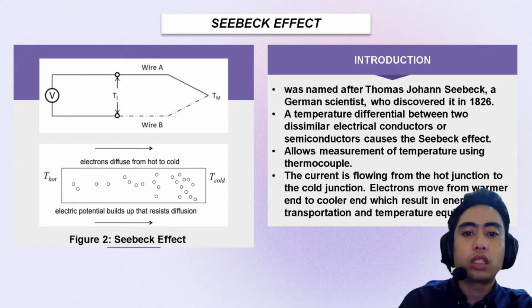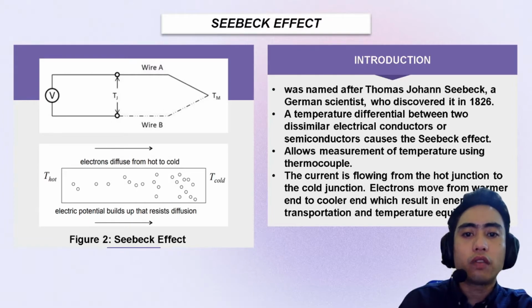If the two junctions are held at different temperatures and two dissimilar metal wires are connected at two ends to form a loop, a voltage is produced in the circuit. The current is flowing from the hot junction to the cold junction. Electrons move from the warmer end to the cooler end, which results in energy transportation and temperature equilibration.